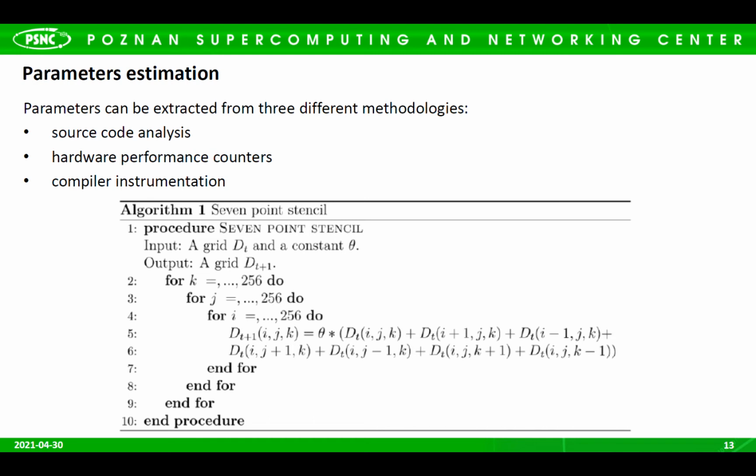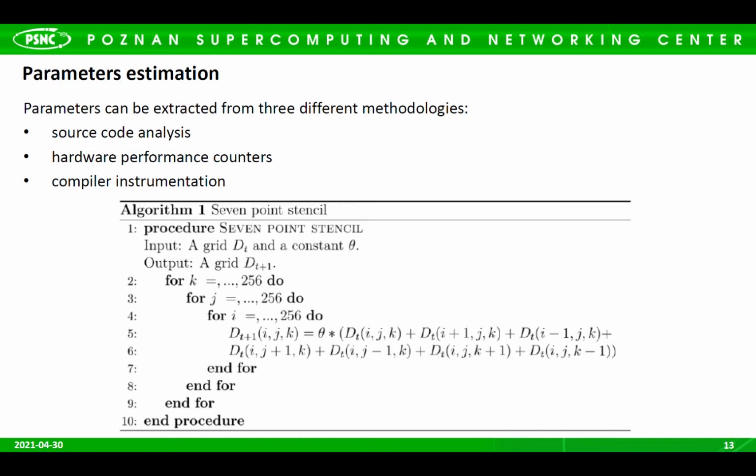For instance, some users could prefer a static code analysis as a quick method to estimate model parameters without any need to execute an application on physical CPU or GPU resources. However, if they have access to real computational resources, they could additionally employ more precise methodologies such as hardware performance counters or compiler instrumentation.